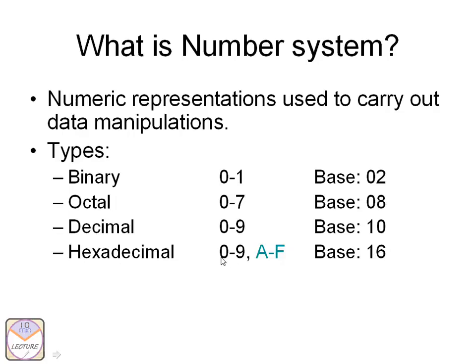And here we have 0 to 9 as in decimal, then we have A to F. 10 is represented using the letter A, 11 is represented using B, 12 is represented using C, and so on. 15 is represented using F. So totally we have 10 plus 6, that is 16. This base is important for the representation of the number system. We'll learn how.